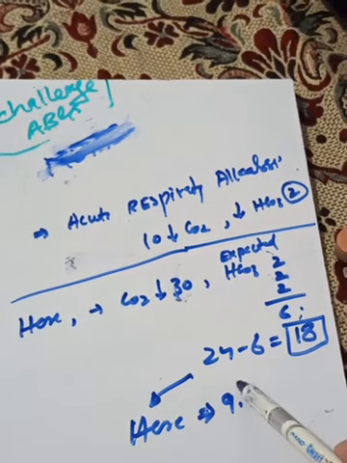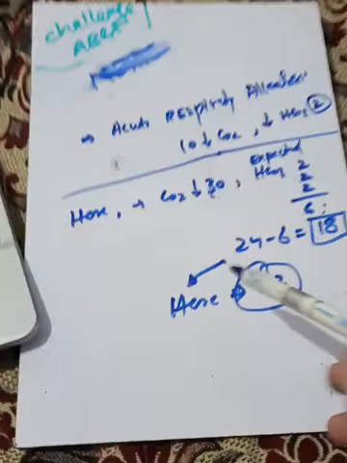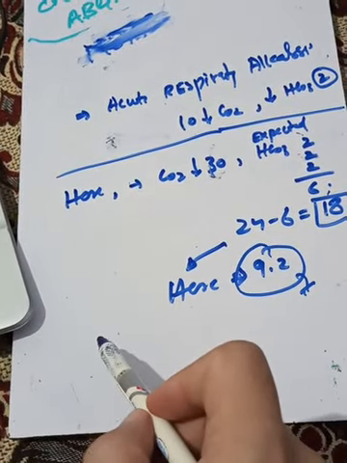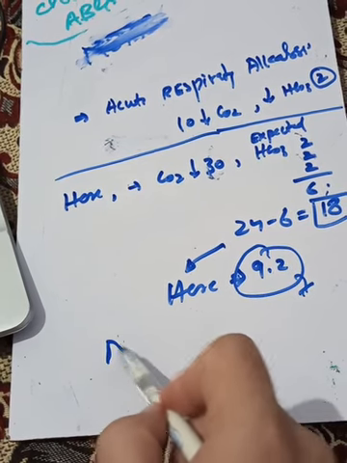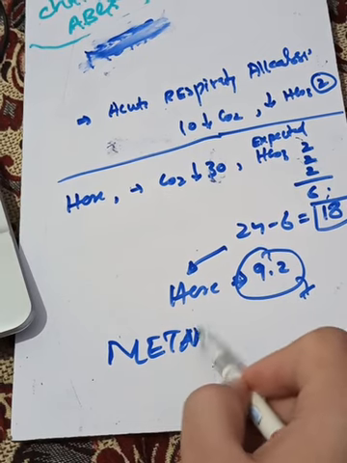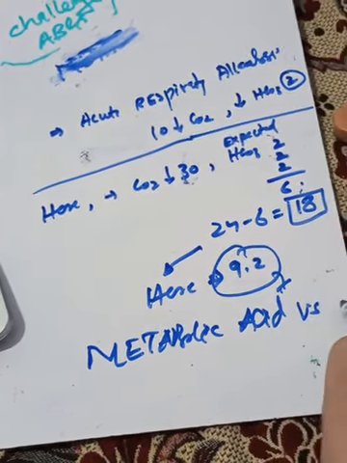So here bicarb is 9.2. So it means the patient is having metabolic acidosis. And we already know from the previous discussion that this patient has a metabolic acidosis with respiratory alkalosis. So there was metabolic acidosis versus respiratory alkalosis.